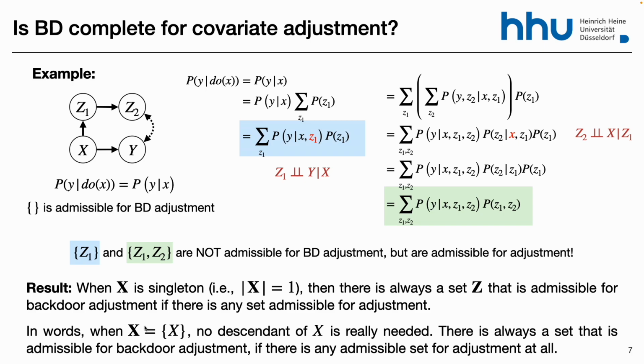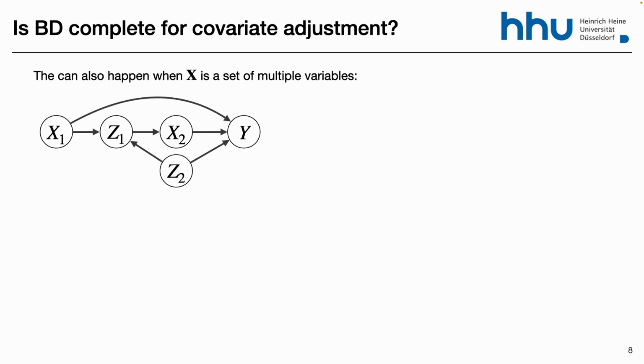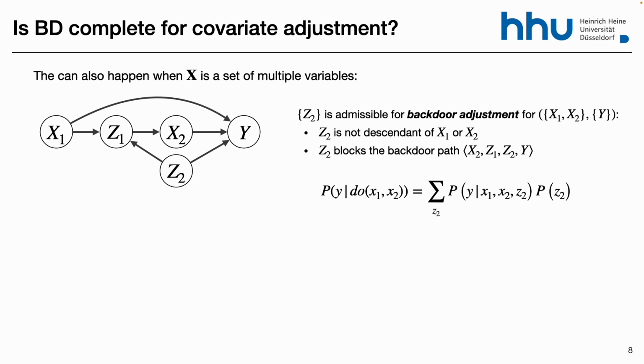Okay. Then let's see an example with two variables, just to see this. I think that's the same example as before. And we saw that the Z2 is admissible for backdoor adjustment. You remember, right? It was in the previous slide. So Z2 is not a descendant of X1 and X2, and Z2 blocks the backdoor path, that's the X2, Z1, then Z2, and Y. That's satisfying the backdoor criterion. So we have this adjustment over Z2.